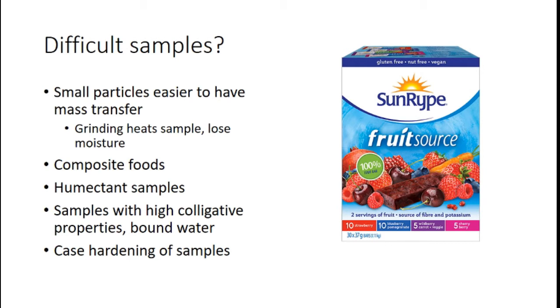Last but not least, in some food products, as you're drying them, there will be what's called case hardening, where the outside dries really quick and a crust forms around the product that slows down the moisture migration from the inside of the particle. And again, the smaller you grind a product, the better you're going to have mass transfer and the less likely you're going to have case hardening. But this is something to be aware of.